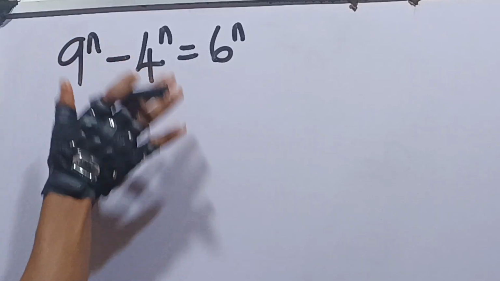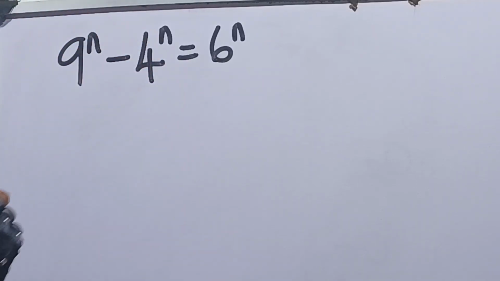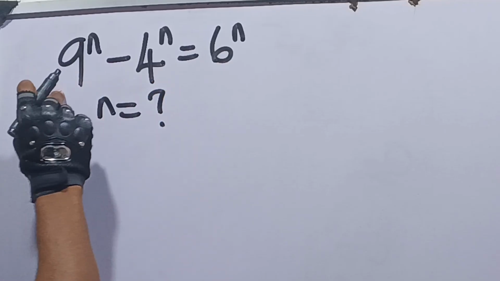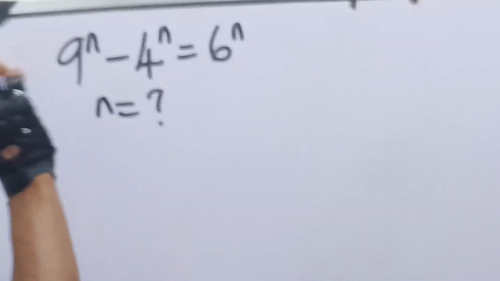Is 9 raised to power n minus 4 raised to power n equal to 6 raised to power n? We're about to solve for the value or values of n in this equation. First things first, let's divide through each of them by 9 raised to power n.